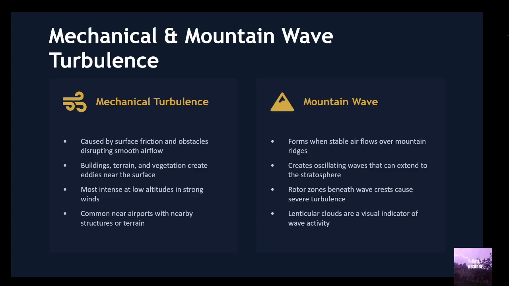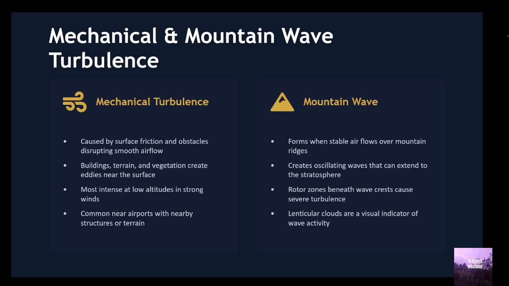Mechanical and mountain wave turbulence. This is mechanical turbulence caused by surface friction and obstacles disrupting smooth airflow. Buildings, terrain, and vegetation create eddies near the surface, most intense at low altitude and in strong winds. Common near airports with nearby structures or terrain.